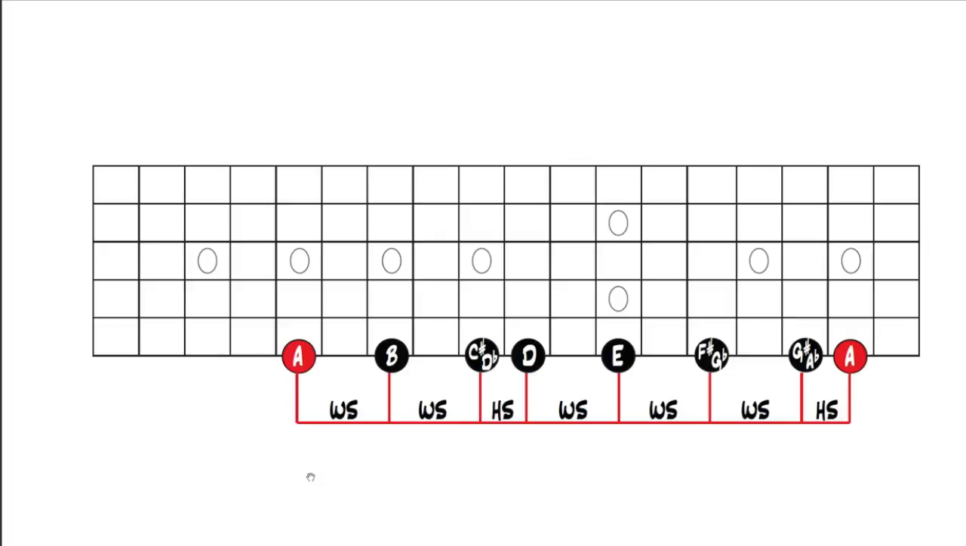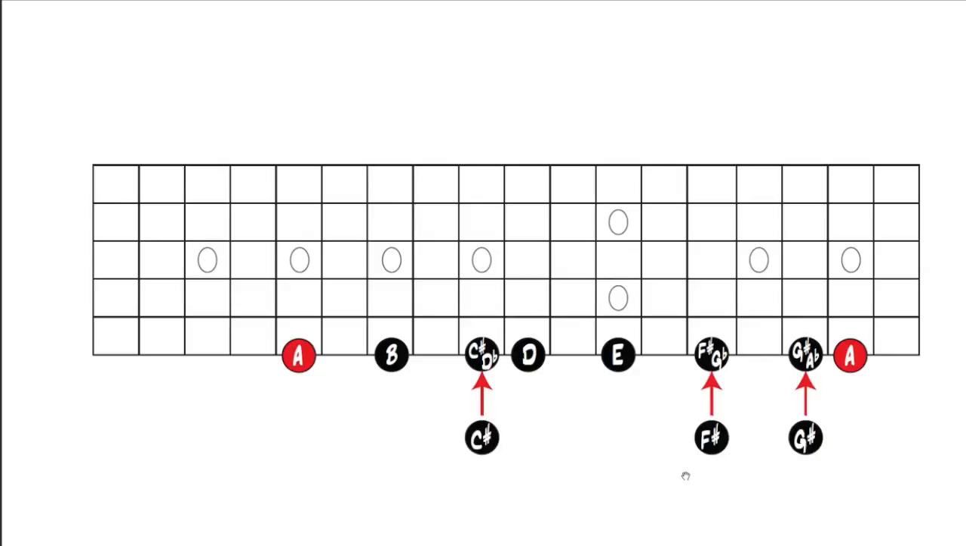That gives me the notes A, B, C sharp or D flat, D, E, F sharp or G flat, G sharp or A flat, back to A. Since we know it has to follow along with the musical alphabet, we know this is a C sharp, this is an F sharp, and this is a G sharp, because we're going in the musical alphabet. After B comes C, after E comes F, and after F comes G. So it has to be C sharp, F sharp, G sharp.